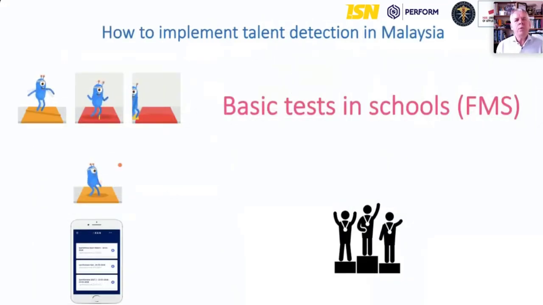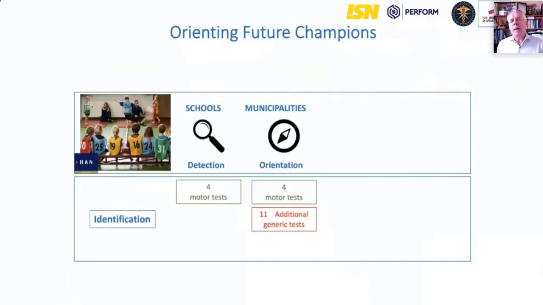Now, how can we use this talent detection in Malaysia? Well, let's start with basic tests in schools and measure the fundamental movement skills. That will help us to find the better movers. That's probably the first step to do. And then we can start with the other part, and in the Netherlands we use it with the municipalities, but I think in Malaysia we have to think about the schools and the clubs and the role from school to club.